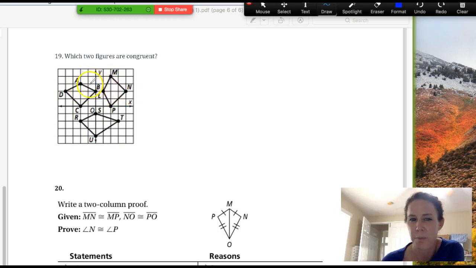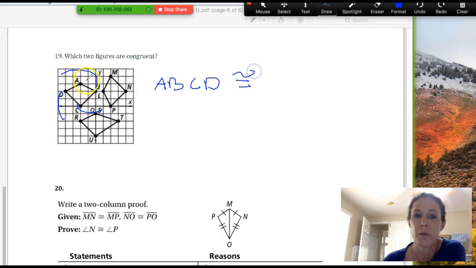Let's look at this one. These two are congruent, and these two appear to be congruent. And over here, these two appear to be congruent, and these two appear to be congruent. So I bet if I took this and I rotated it this way, rotating all the points so it ends up here, and then I pushed it over, it would lie right on top of this figure. So I'm going to say A, B, C, D would be congruent to A, B, C, D. Do it in the correct order.